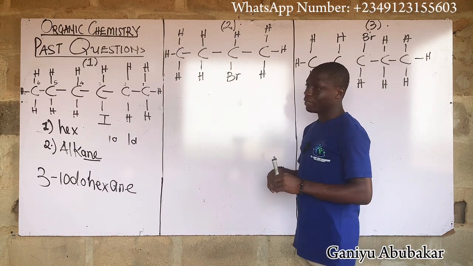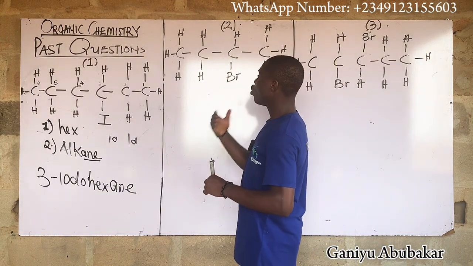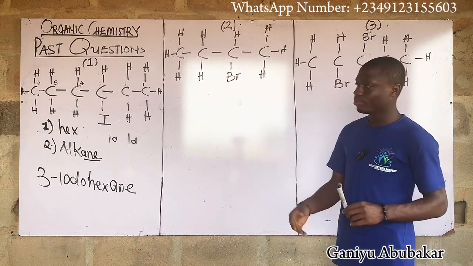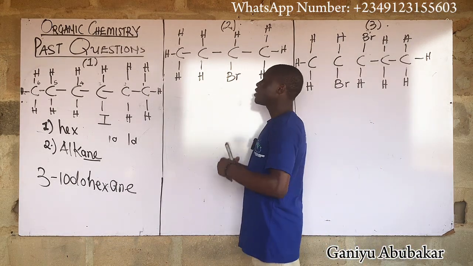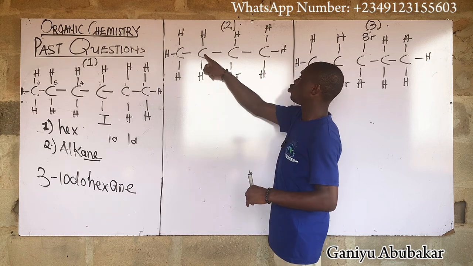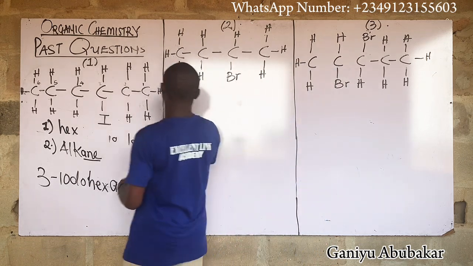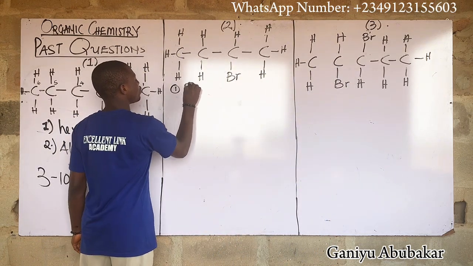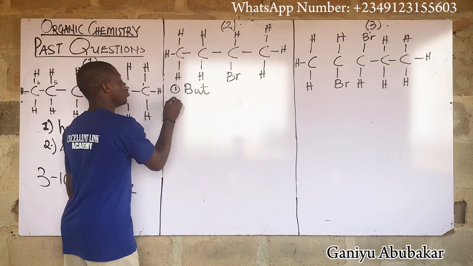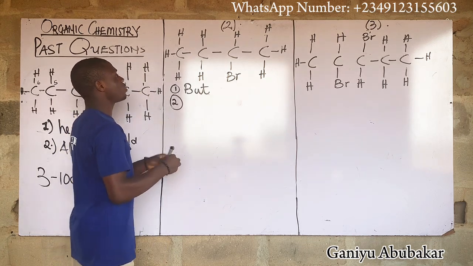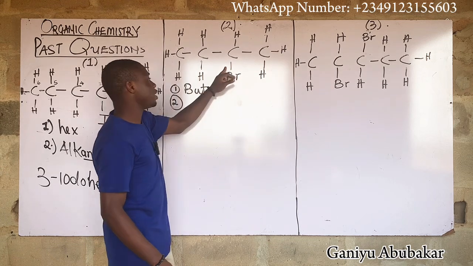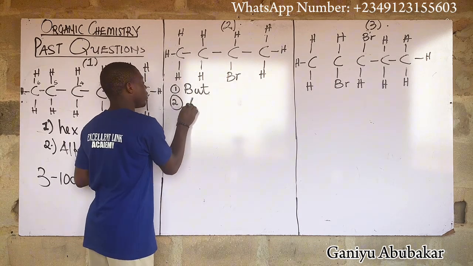Let's name this compound here. We said rule 1 says longest continuous carbon chain. For my longest carbon chain here, I have 1, 2, 3, 4. Of course, for rule 1, 4 is what? 4 is but. Rule 2, functional group. This is what? An alkane, all true, because they are single bonds. An alkane.